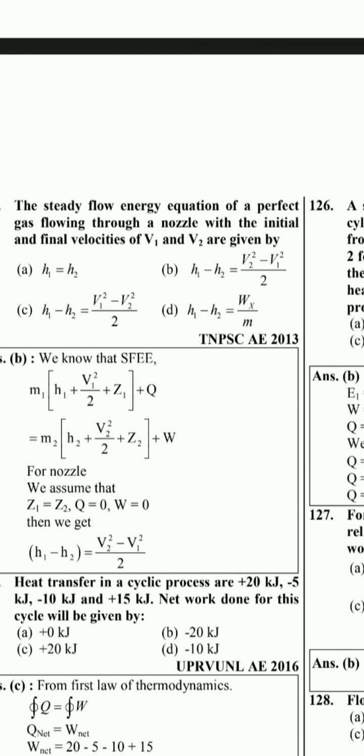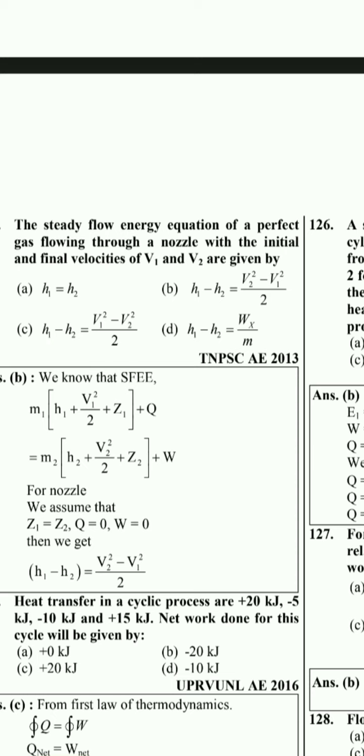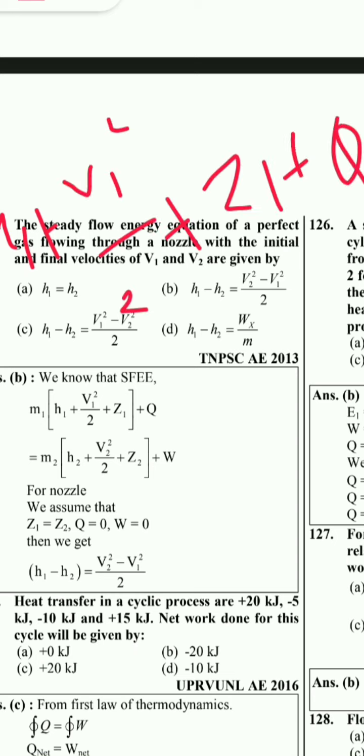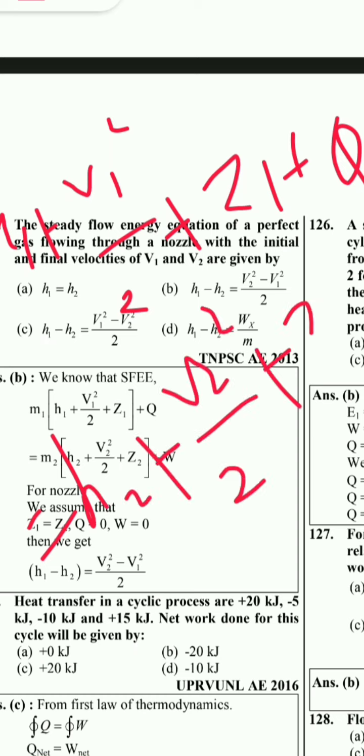The next question: the steady flow energy equation of a perfect gas flowing through a nozzle with initial and final velocities of V1 and V2 is given by. I'll write down the steady flow energy equation on unit mass basis. It comes out to be h1 plus V1 square by 2 plus Z1 plus Q equals h2 plus V2 square by 2 plus Z2 plus W.